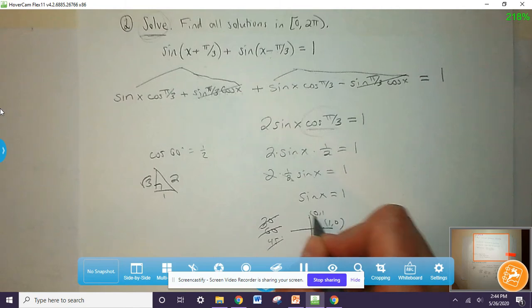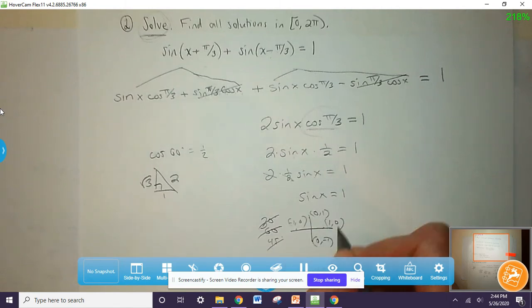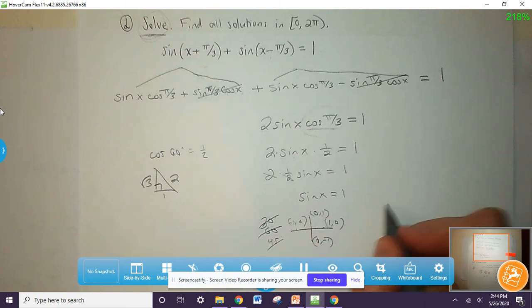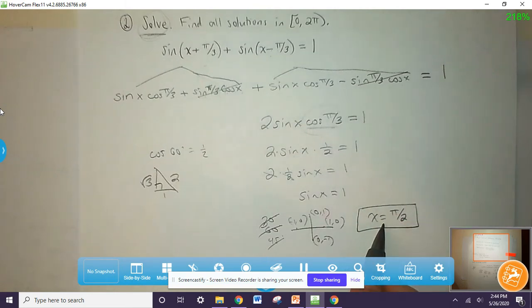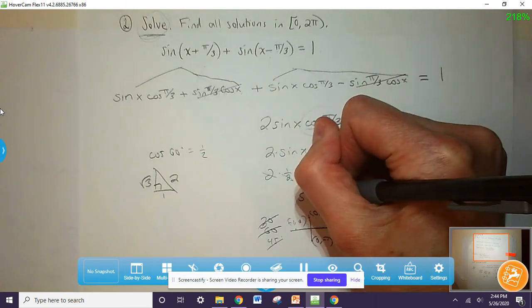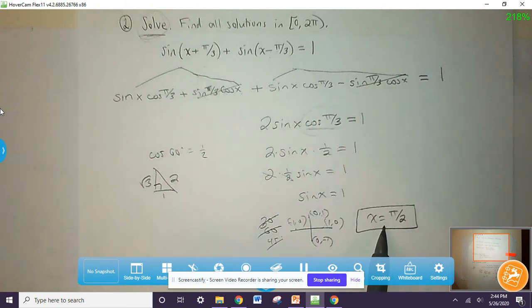So we'll all be using the unit circle on this one. And since sine is the y-coordinate, we're looking at an answer of pi over 2. This particular equation only has one answer, but beware, you could have more answers. So just be aware of that. You don't always get exactly one answer for this type of problem.